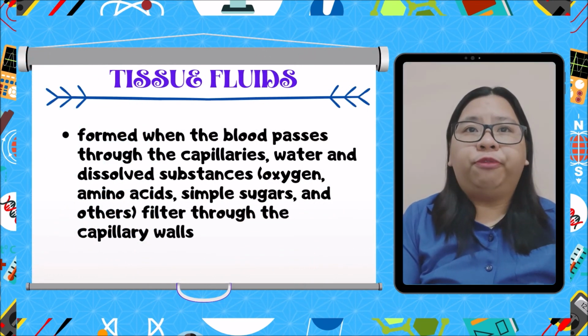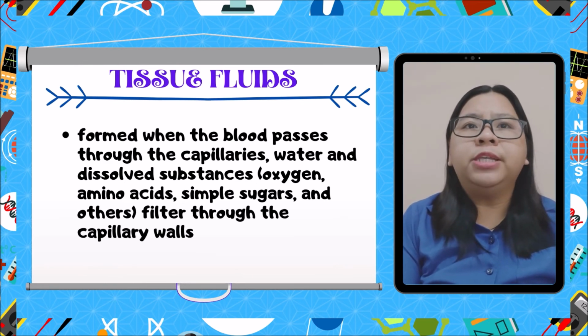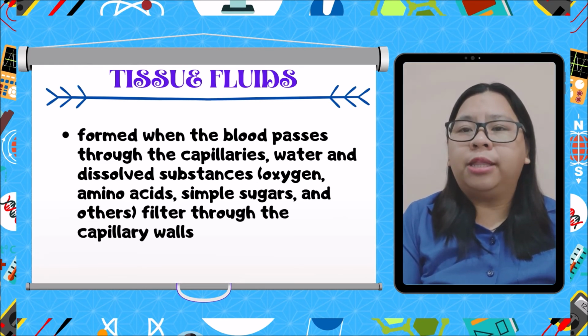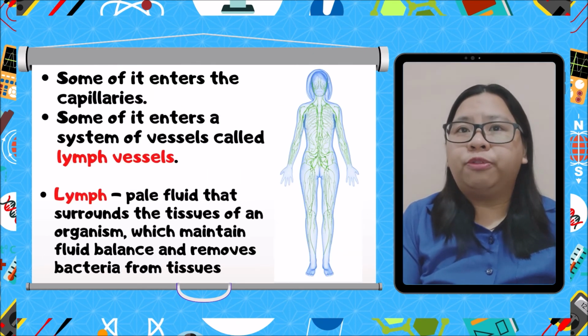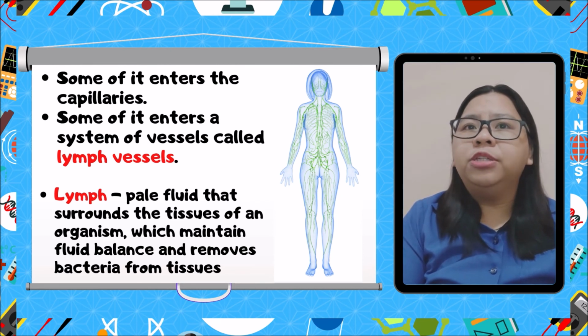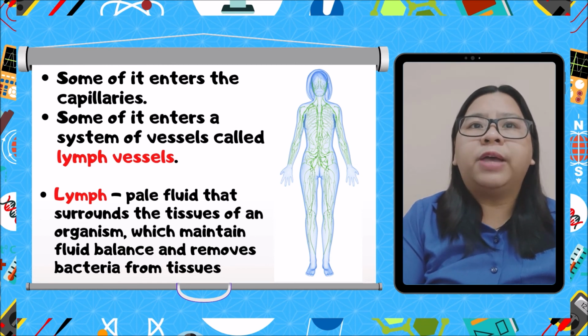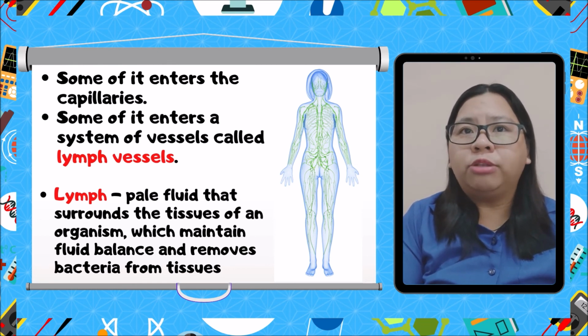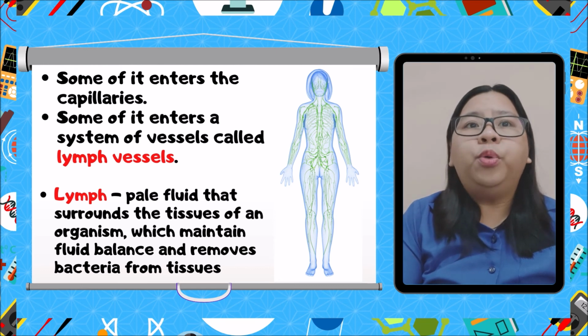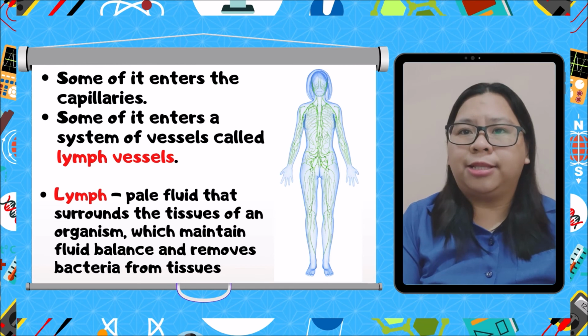Tissue fluids are formed when the blood passes through the capillaries. Water and dissolved substances such as oxygen, amino acids, simple sugars, and others filter through the capillary wall. Two things happen to the tissue fluid. Some of it enters the capillaries, some of it enters a system of vessels called lymph vessels. Inside these vessels is the pale fluid that surrounds the tissue of an organism, which maintains fluid balance and removes bacteria from tissues, and it is known as lymph.